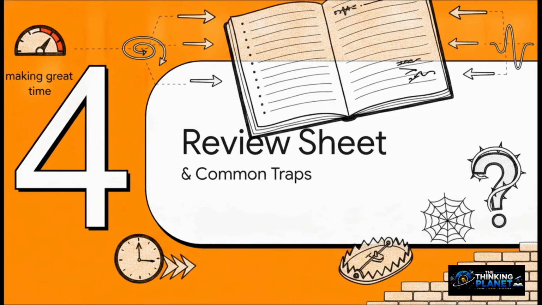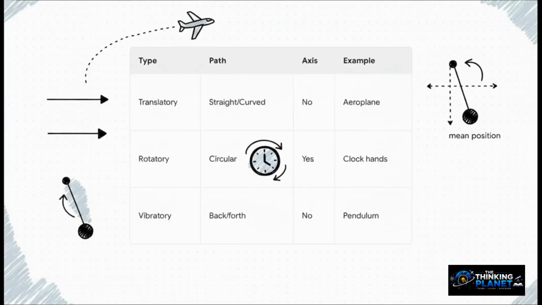Which brings us to Section 4, our review sheet and common traps. If we map these out side by side, it brilliantly illustrates how simple these differences really are. Think of it this way. Translatory motion follows a straight or curved path with absolutely no axis. Rotatory motion follows a circular boundary around a definite fixed axis. And vibratory motion? That just goes back and forth across a mean position. This right here is your master reference sheet. Definitely take a mental snapshot of it.